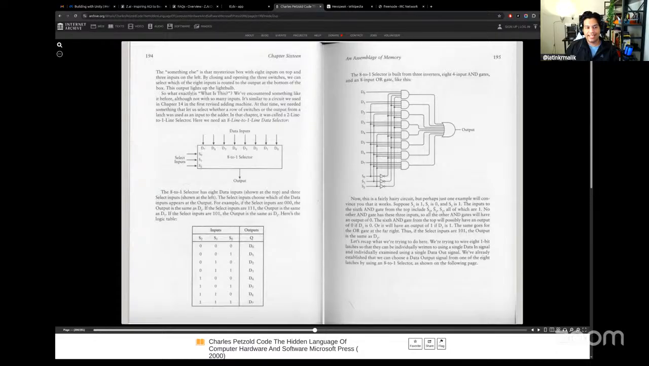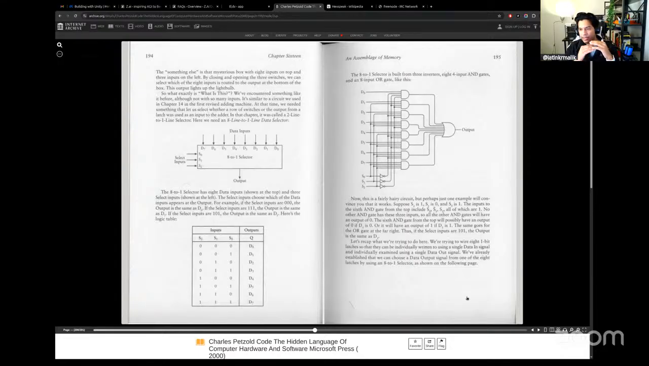So, what is this box? We have encountered something like it before, although not with so many inputs. It is similar to a circuit we used in chapter 14 in the first revised adding machine. At that time, we needed something that lets us select whether a row of switches or the output from a latch was used as an input to an adder.